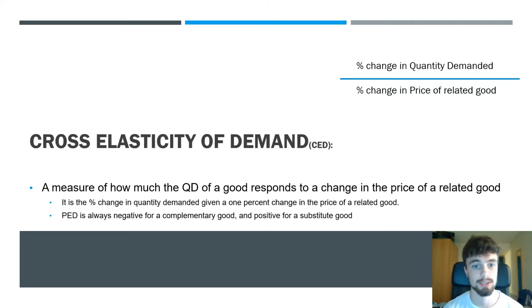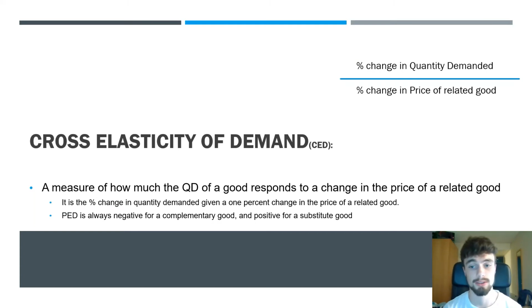Cross elasticity of demand. So the cross elasticity of demand is a measure of how much the quantity demanded of a good responds to a change in the price of a related good. It is the percentage change in quantity demanded given a 1% change in the price of a related good. That's meant to be C.E.D., but C.E.D. is always negative for a complementary good and positive for a substitute good.